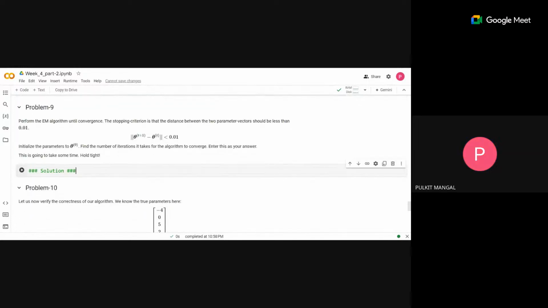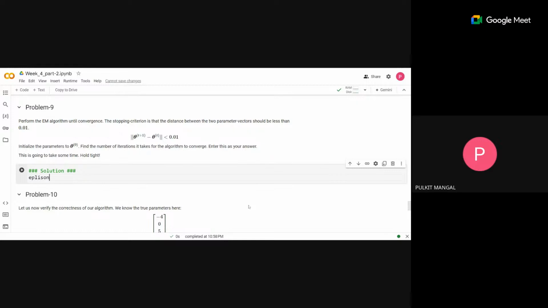So now here finally we will run the entire EM algorithm, from start to finish, running each step. The question is: perform the EM algorithm until convergence. The stopping criteria is that the distance between the two thetas should be 0.01. Initialize the parameters to theta naught and find the number of iterations it takes the algorithm to converge. Now it will take quite a long time.